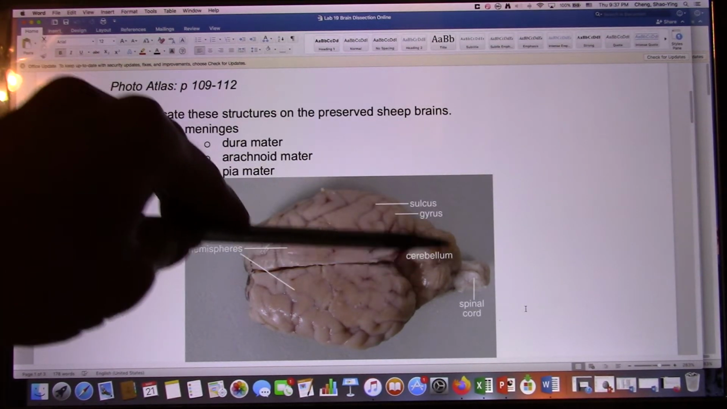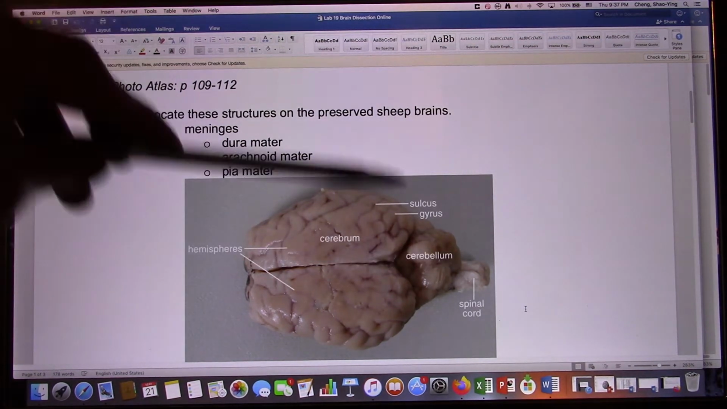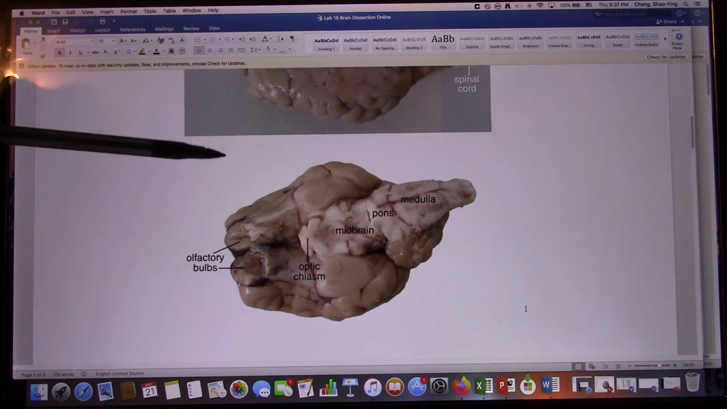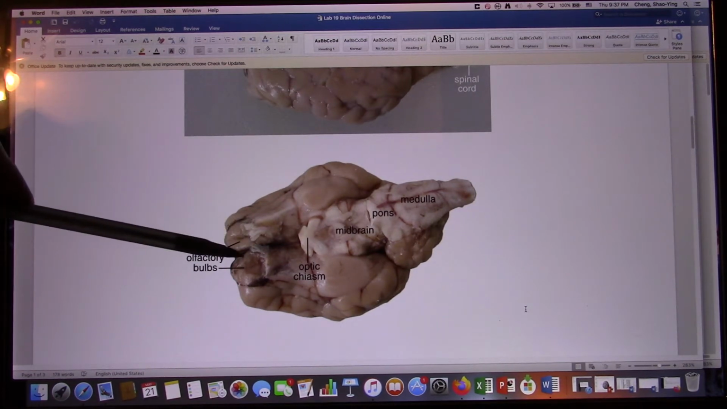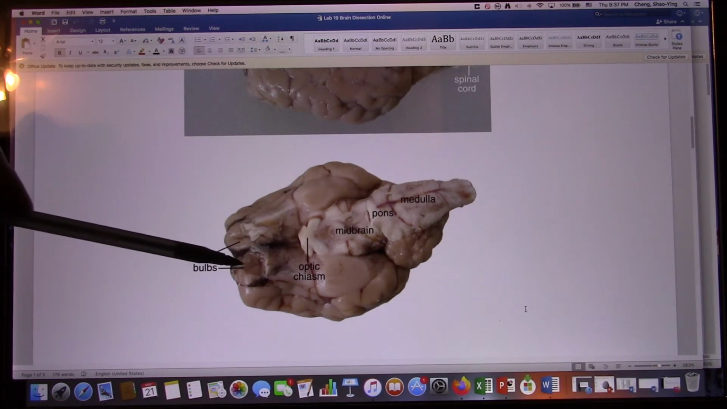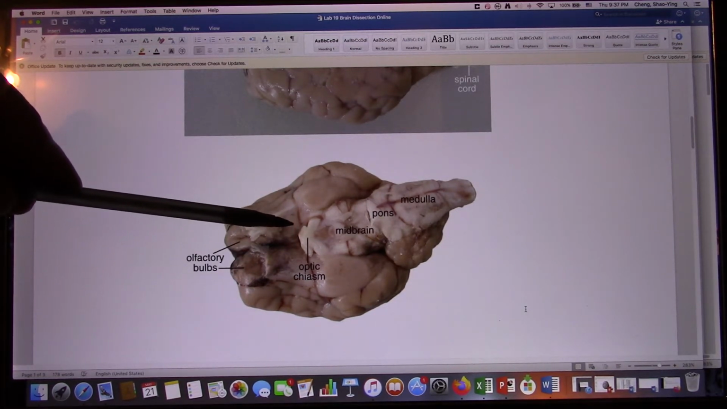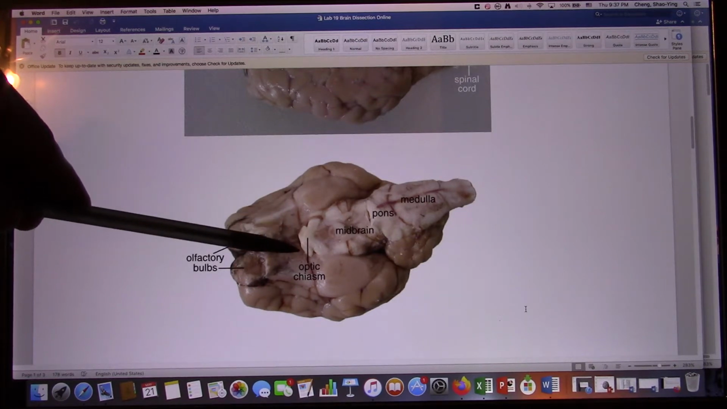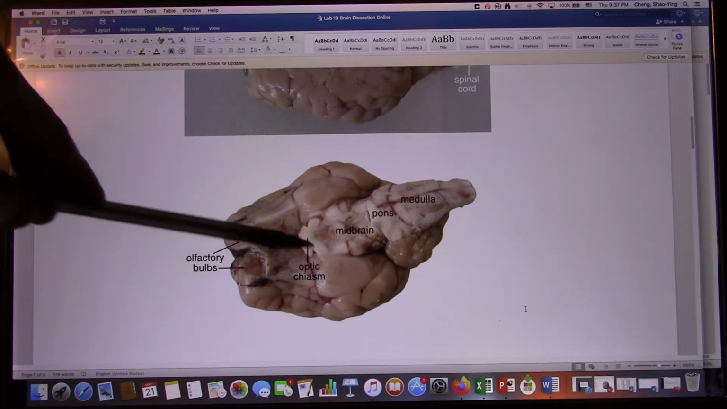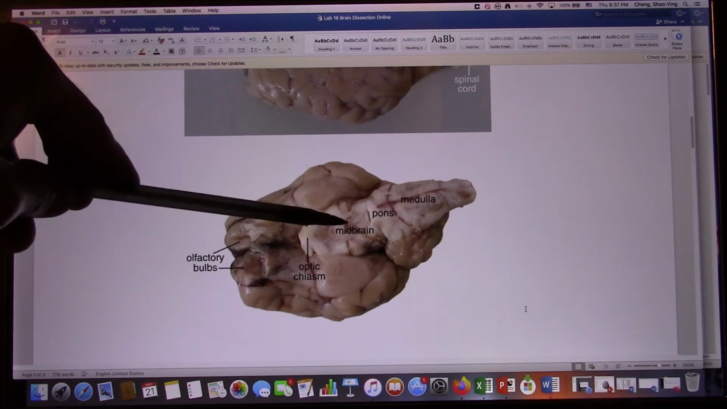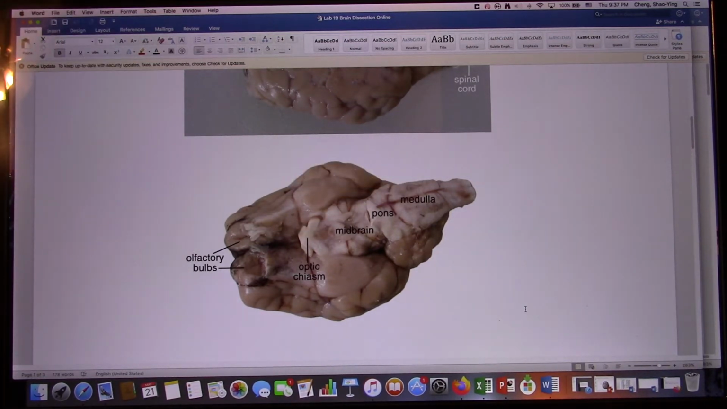That's the cerebellum, and that's the spinal cord. So that's the top view. In the bottom view, you can see some structures. These 2 are actually the olfactory bulbs. If they're removed, you should have these 2 olfactory bulbs. This is cranial nerve number 2, the optic nerve. When they combine together, this close, that's the optic chiasm. So you have the midbrain, the pons, and the medulla oblongata.